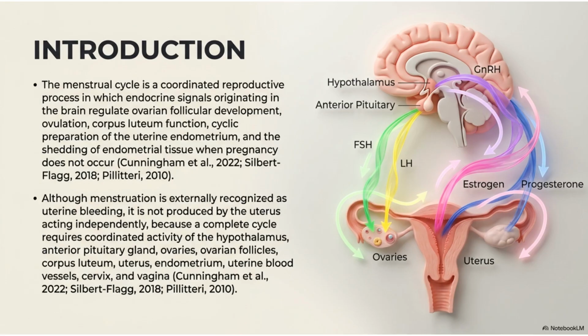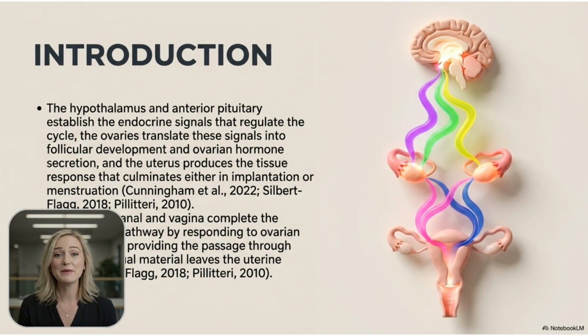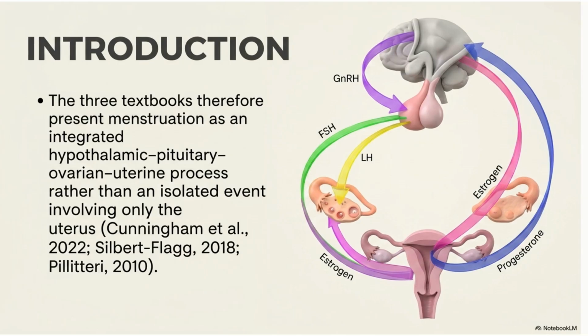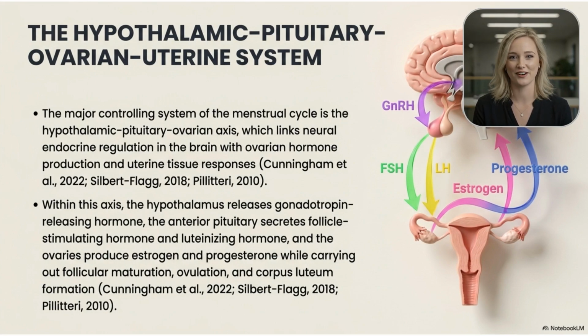While we often recognize it as uterine bleeding, it is actually the result of integrated activity between the brain, ovaries, and reproductive tract. This pathway begins in the brain, with the hypothalamus and anterior pituitary establishing signals. The ovaries translate these into development and hormone secretion, while the uterus, cervix, and vagina provide the response and necessary passage. Consequently, textbooks present menstruation not as an isolated uterine event, but as an integrated process involving the hypothalamic pituitary ovarian uterine axis. This system links neural regulation with ovarian activity.